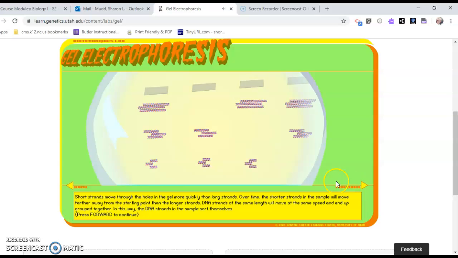You can see from the animation that these short strands move through the holes in the gel more quickly than the long strands did. It all started up here. So these are the long strands. They didn't move very far, and these are the short strands, and they did. The short strands over time are going to move further away from the starting point than the longer strands. DNA strands of the same length will move at the same speed and end up grouped together. And in this way, the DNA strands in the sample sort themselves. You should be able to answer question number 4.